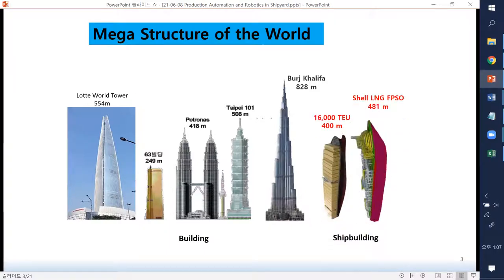Now the ships: the 16,000 TEU container ship is about 400 meters. This is very similar to the size of the ship Ever Given, which was locked inside the Suez Canal months ago. The other one, on the right-hand side, is Shell's LNG FPSO, floating production, storage, and offloading, but for LNG gas. The size is about 500 meters. So you may see that the ship is very big compared to the landmark buildings, even bigger than Petronas.